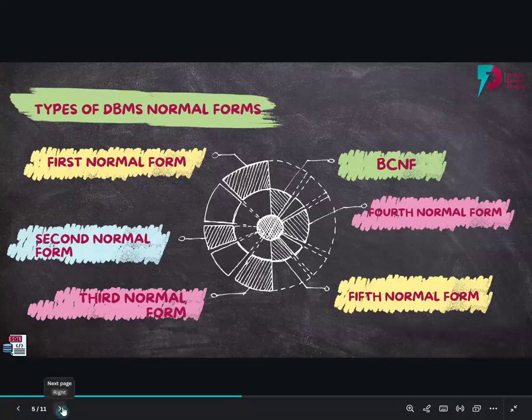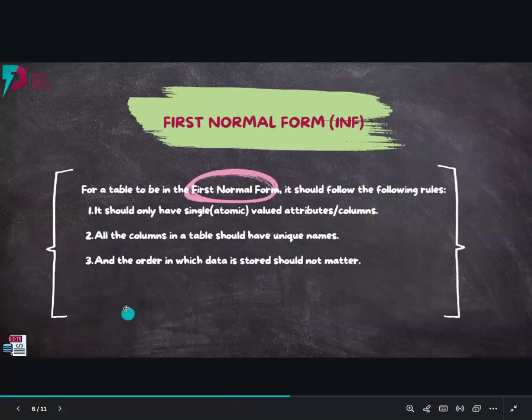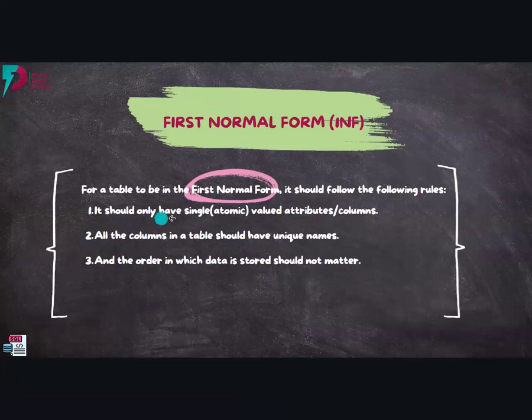The next thing is just the first normal form. The rules: it should only have single or atomic value attributes. All columns in the table should have unique names, and the order in which the data is stored does not matter.